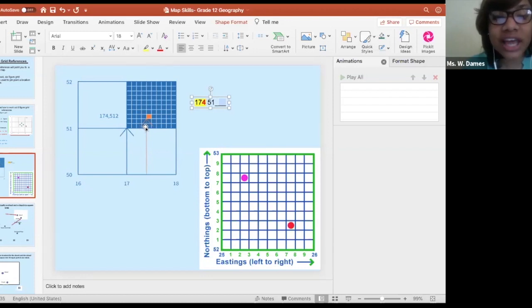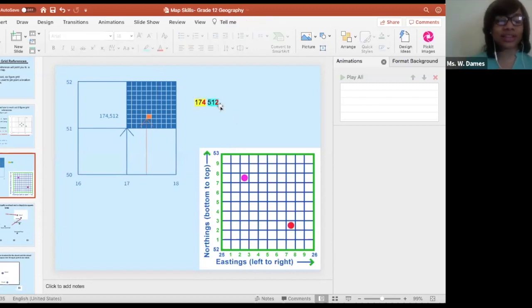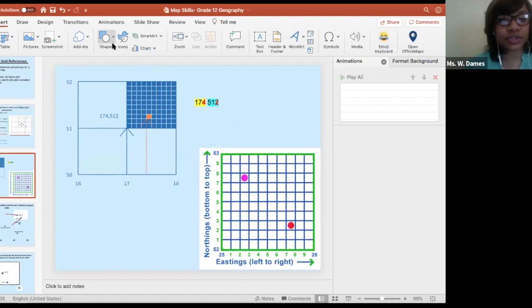So of course your first line is going to be 1. So this line will always be 0. So this will be 1 and that will be 2. So your Northings there is going to be 2. Let's put the 2 there. I'm going to make that red so you can see. And this will be the answer for your 6-figure grid reference. So of course you have your Eastings first and then your Northings second.